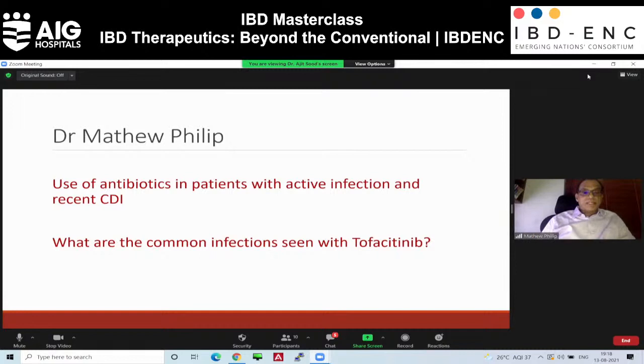When you get a recurrent C. difficile infection, we can use vancomycin again for the first instance, or you can switch over to another drug. If the patient has a second recurrence, then we have to use fidaxomicin, or in a patient with subsequent recurrence.